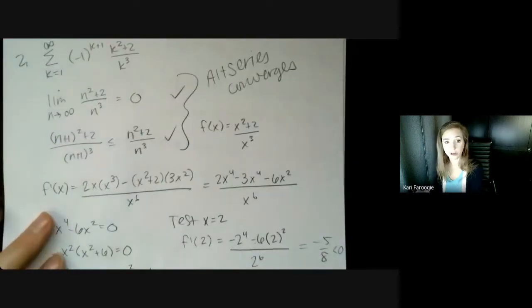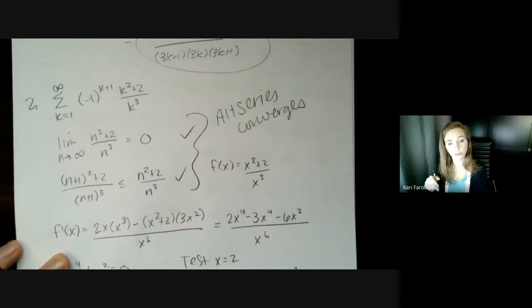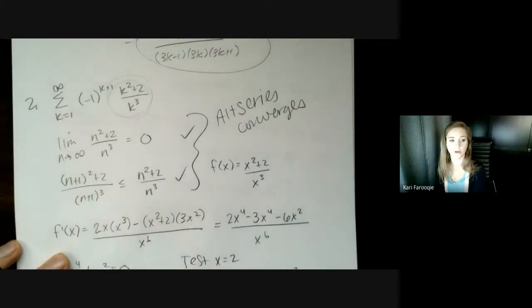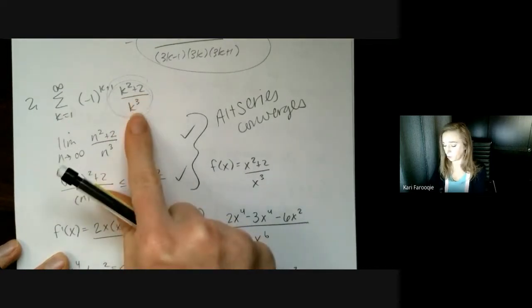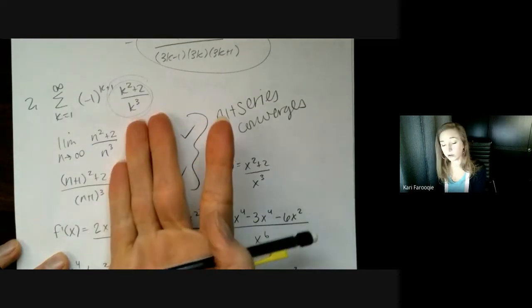So now that we know it converges, what we're focusing on is: is the convergence conditional or absolute? So we're going to focus on this part of the series and determine, if we didn't have it alternate, if we just had k squared plus 2 divided by k cubed, would that series converge or diverge?